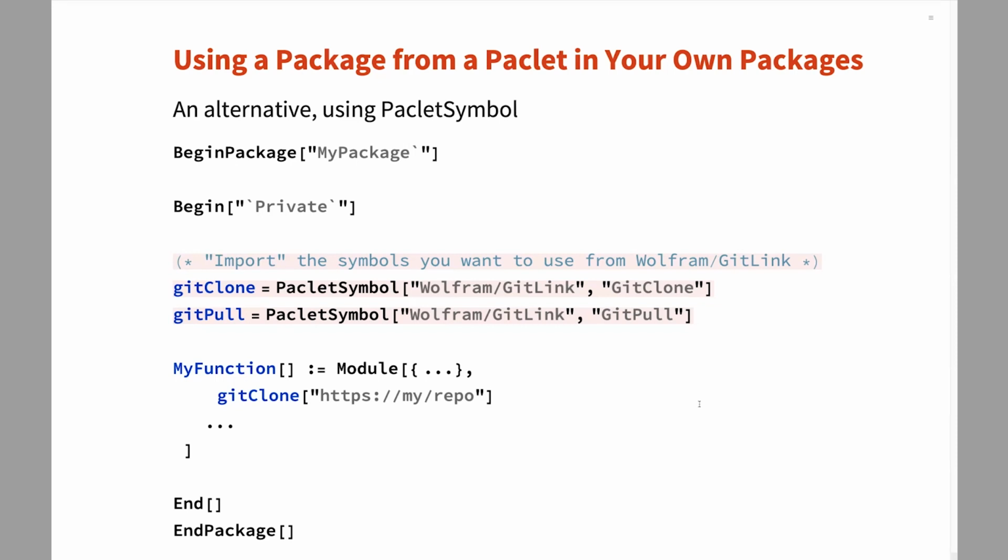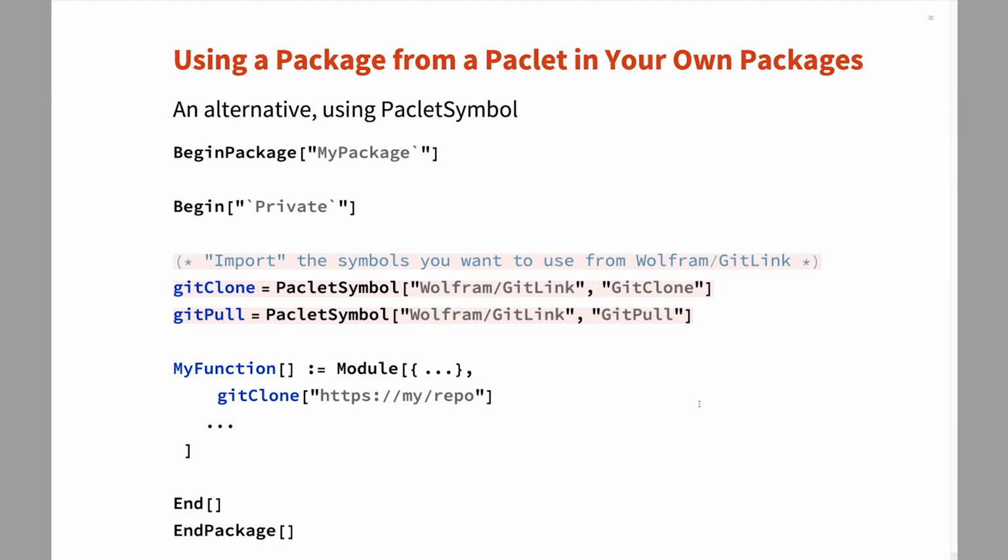Yes. The question is, can you, not in needs, but in Packlet install, name a version? If I say Packlet install, Wolfram GitLink arrow 1.3, it will install that version. So yes, you can specifically name a version in Packlet install.